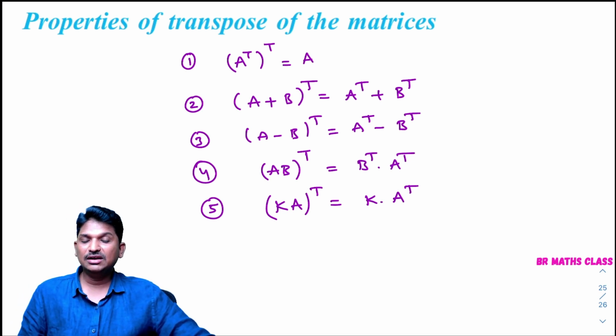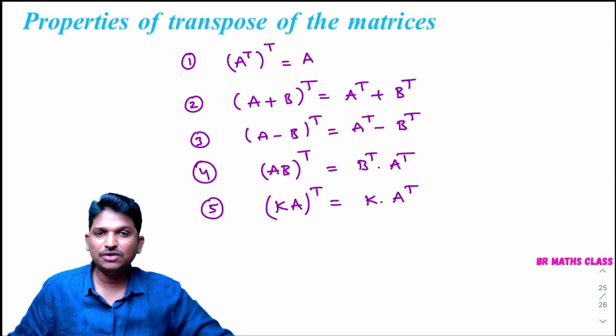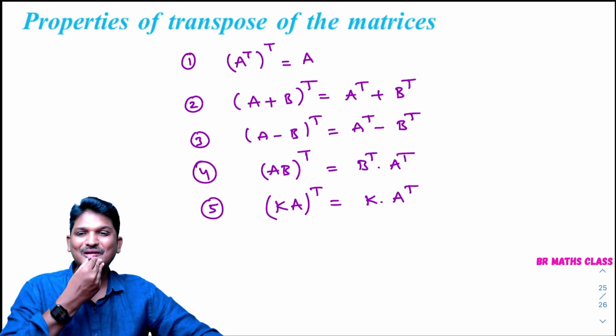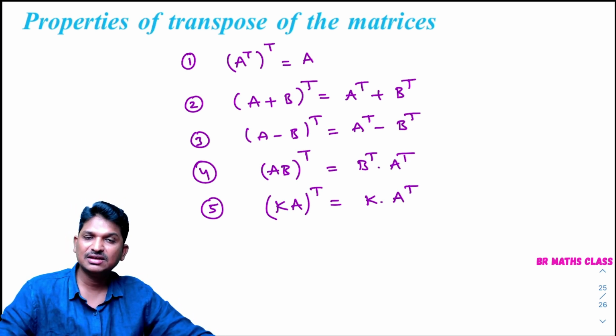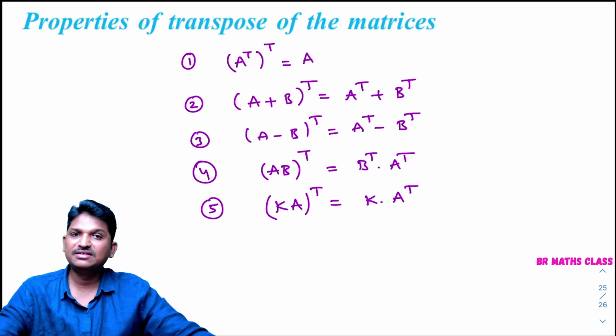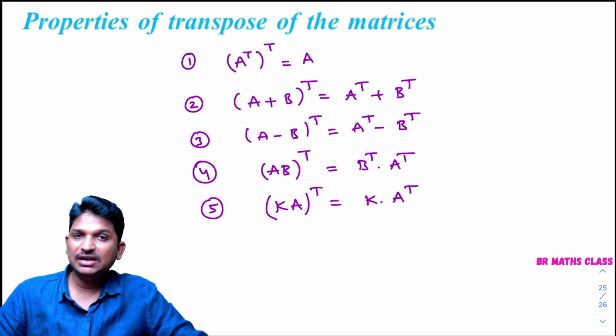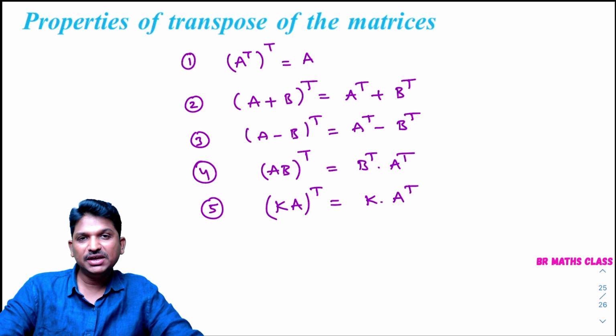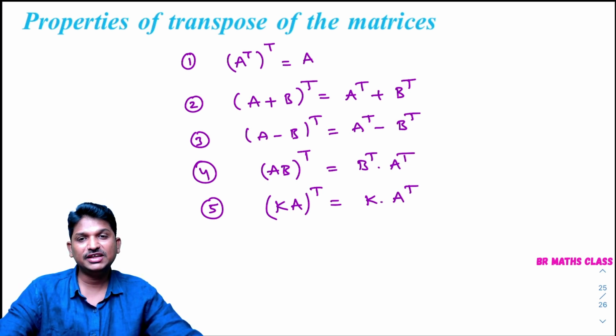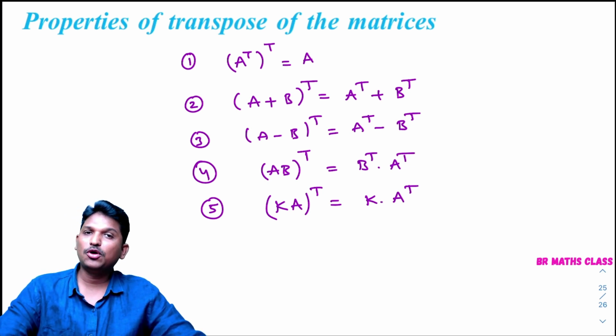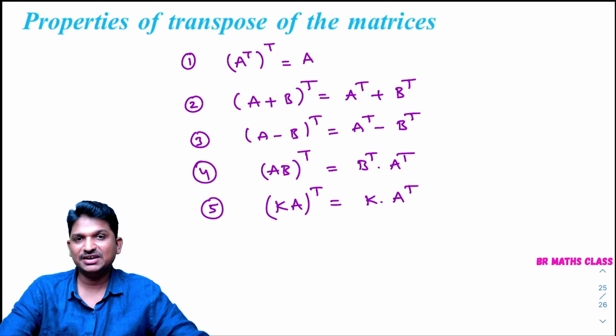Till now what we learned? We learned about transpose of a matrix. What is the definition of a transpose of a matrix? And we discussed some examples how to write transpose of a matrix. And we learned that if A is a matrix of order m by n, A transpose is a matrix of order n by m. And we learned the properties of transpose of a matrix.